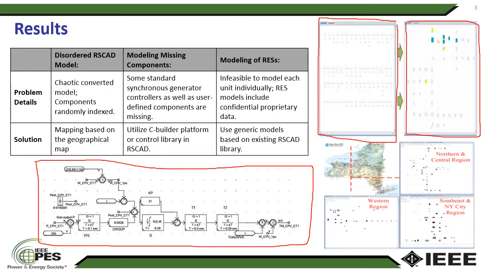Another problem is integration and modeling of renewable energy resources. It's usually infeasible to model each unit individually, and also some units do not have data access. In our proposed paper, we proposed using the generic models in the RSCAD library to scale up wind farms into one equivalent wind turbine.